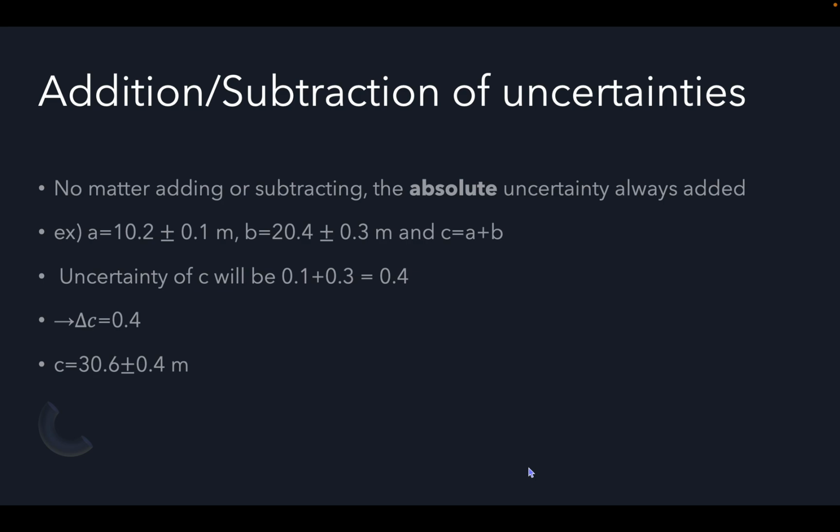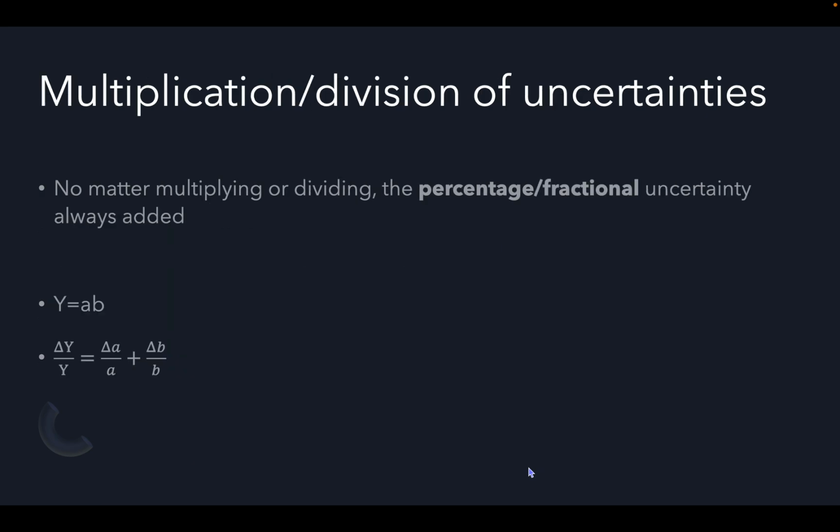So for example, a can be 10.2 plus or minus 0.1 meters, and b can be 20.4 plus or minus 0.3 meters. And let's calculate the value c, which is a plus b. The uncertainty of c would be 0.1 plus 0.3, and this gives us 0.4. And this can also be written as delta c is equal to 0.4, and this gives us the final value for c, which is 30.6 plus or minus 0.4 meters.